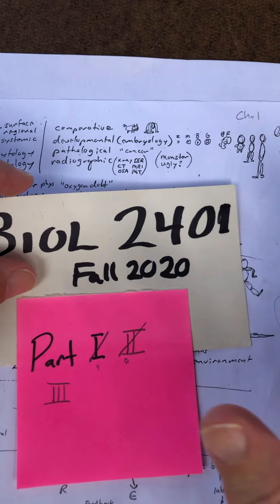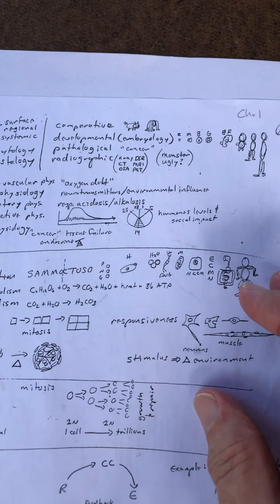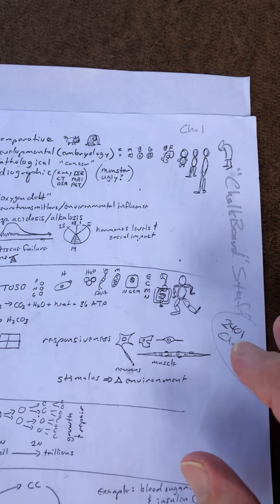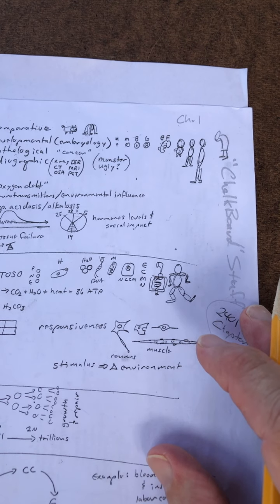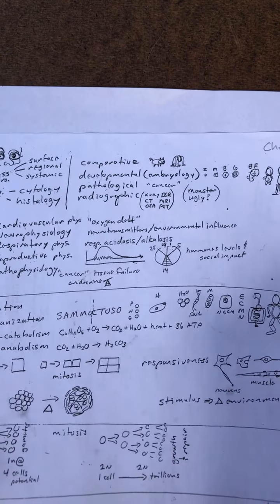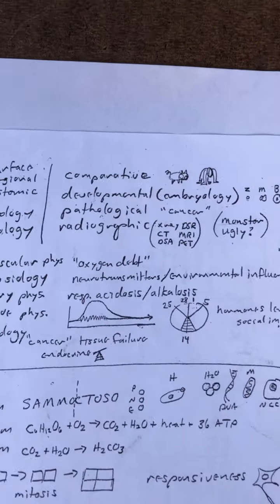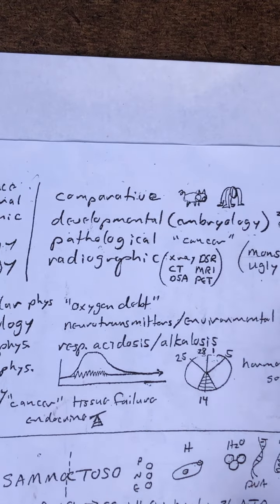Part 4? No, part 3. Looking again at this general information, chapter 1. If it's useful, yay. If it's not useful, don't worry. The textbook tells you what you really need to know. Let's say something now about pathological anatomy.